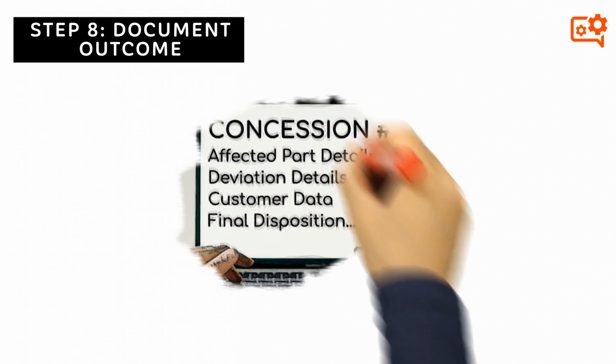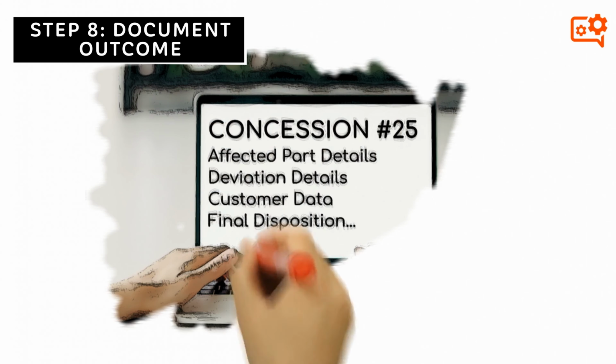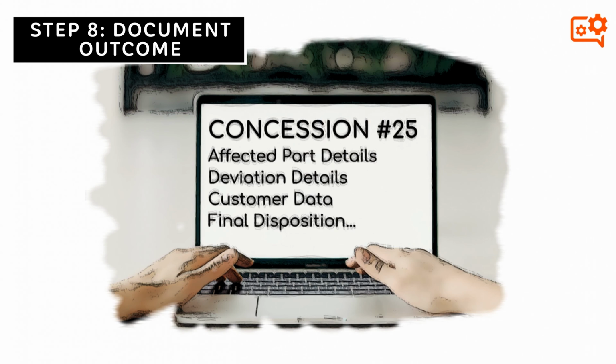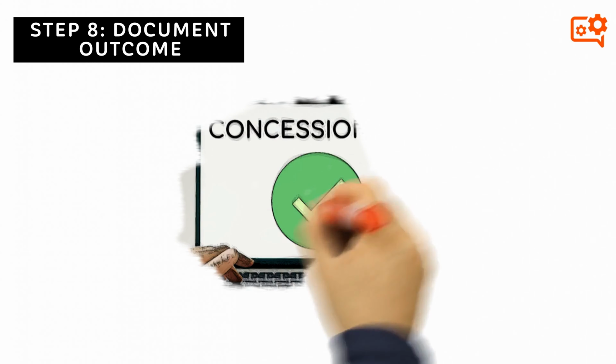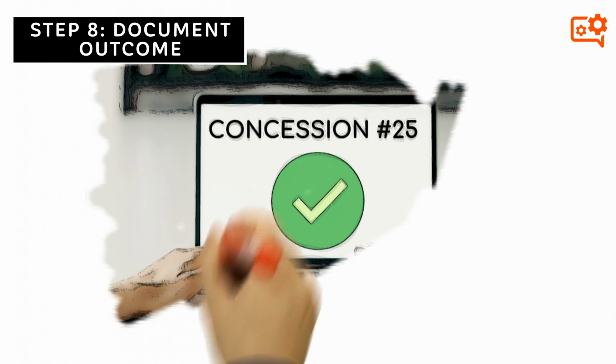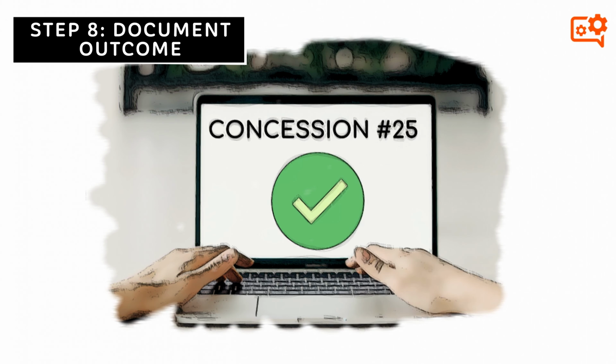Step 8. Document outcome. Think of yourself as a diligent archivist, carefully recording the results of the deviation correction process. Now, you comprehensively document the outcomes, including the results of the verification process and any valuable lessons learned.